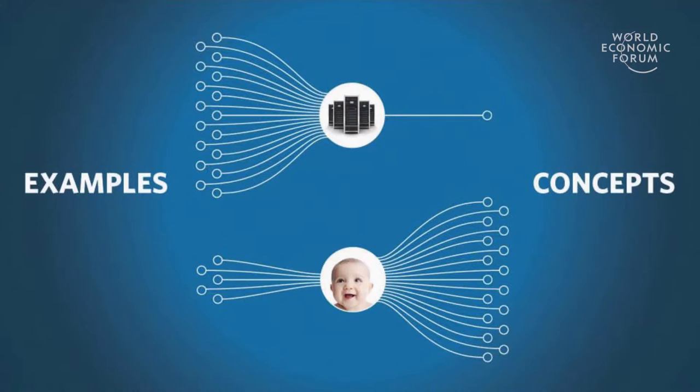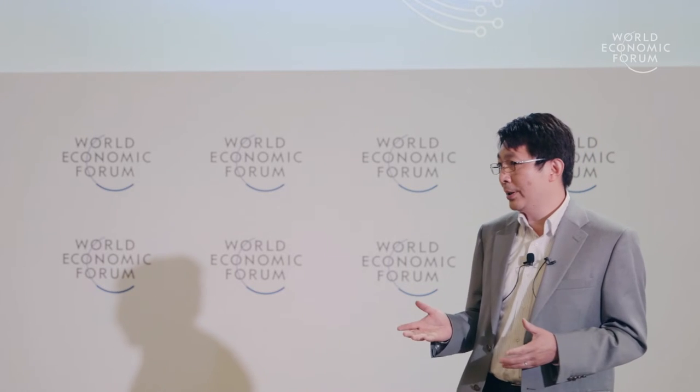We can train computers to learn to recognize objects by giving them millions of examples with the correct answers. A human baby, on the other hand, learn to recognize many concepts and objects all by themselves, simply by interacting with a few examples in the real world.